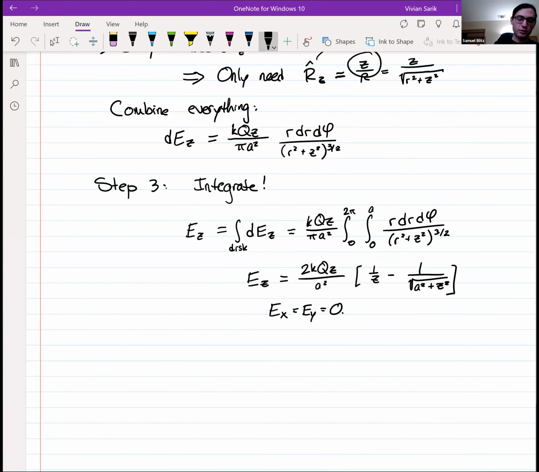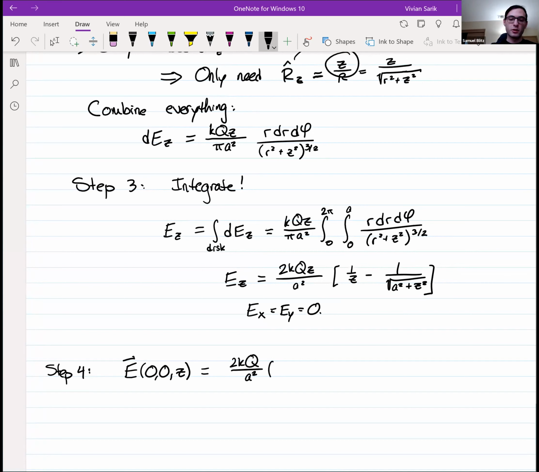And so the final result, step 4, is the electric field at the point 0, 0, z is equal to 2kq over, I'm missing a pi. Sorry. I'll have to fix that in my lecture notes that I upload. Pi a squared? No, sorry, the pi goes away, because I do the phi integral as well. So it's 2kq over a squared times 1 minus z divided by square root a squared plus z squared. And this points in the k hat direction. And that is the electric field at that point.